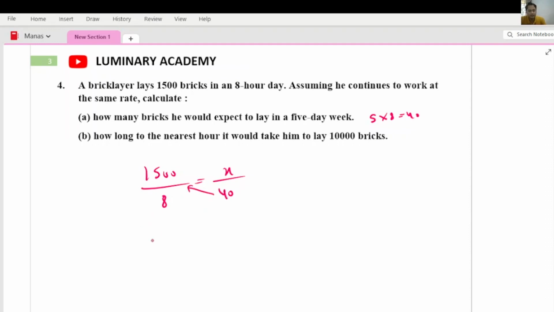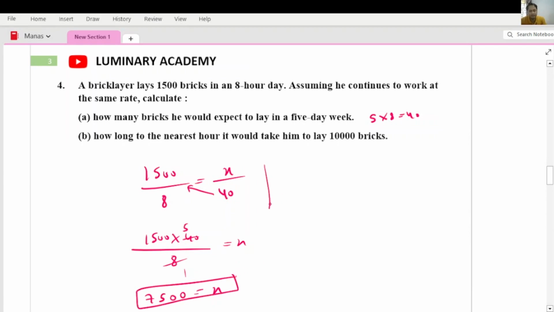You can shift this to this side. So 1500 multiplied by 40 upon 8 is equal to x. So what is the answer? 1500 times 5 is 7500, so x is 7500. This is your answer. Clear? So 7500 bricks he will be laying in 5 days, right? Now this is the answer of A part.